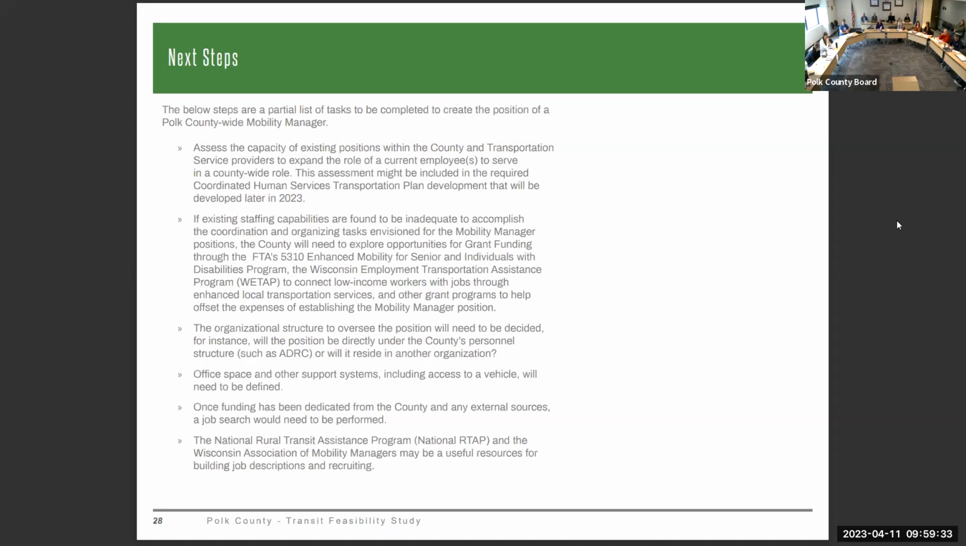Interestingly enough, the grant for the mobility manager, the 5310 grant, requires that the mobility manager be in the coordinated transportation services plan that the state requires all counties to submit every 5 years. And the RPC will be helping the county with that plan this summer, and we'll definitely make sure that at least that's in there, because having it in that coordination plan doesn't mean it has to happen, but it allows it to happen.